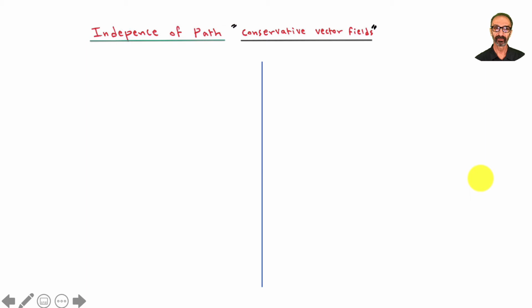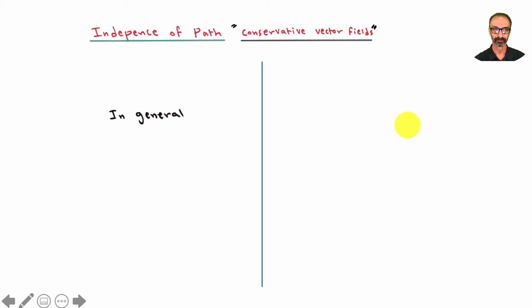Independent of path, that means conservative vector fields. The word conservative will be repeated many times, and you're going to see different aspects for it and different meanings and different comments. So you want to keep in mind what's conservative and maybe gather your notes and make sure that you understand everything about conservative vector fields. One of them is independence of path.